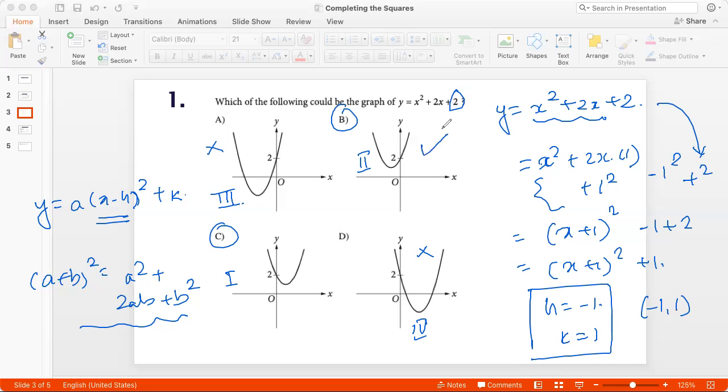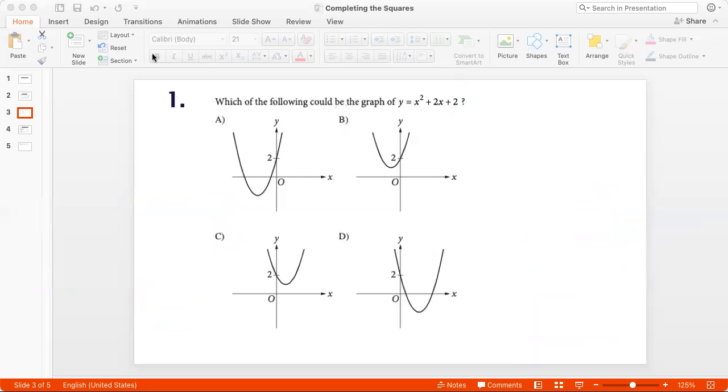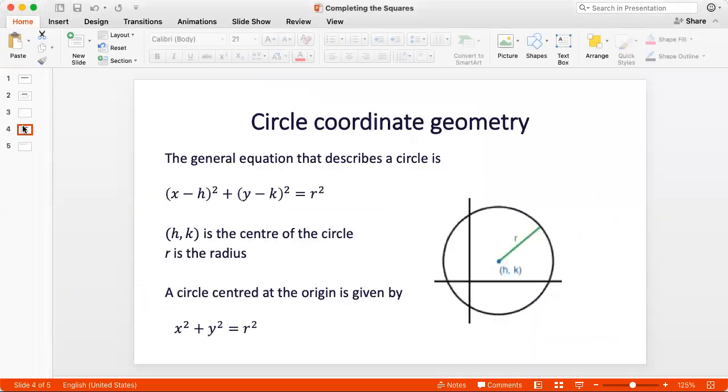So let's look at another example from circles to understand this concept a little more. When we speak of circles in the coordinate plane, we know that the general equation that describes a circle is x minus h the whole squared plus y minus k the whole squared is r squared, where h comma k is the center of the circle and r is the radius, right? This is the general equation of a circle in the coordinate plane.